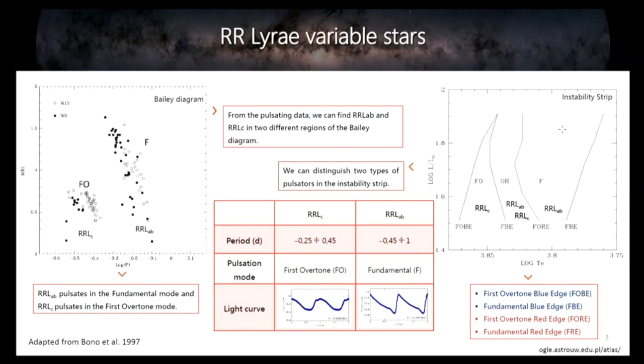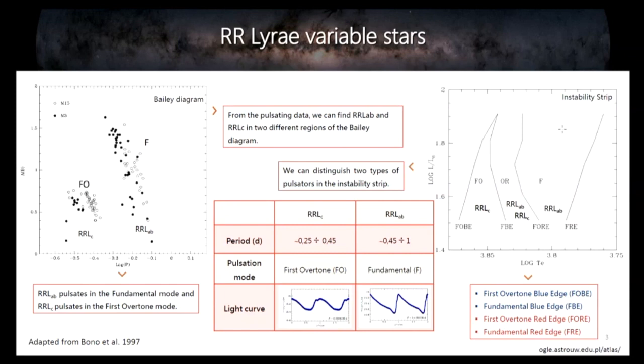The first one has a smaller period and a shorter amplitude. The RRab has a longer period and varying amplitude. Moreover, we can also distinguish them by the different pulsation mode. So RRc has a first overtone mode and RRab a fundamental mode. We can also see this difference inside the Bailey diagram. On the right side, we can see the fundamental pulsator. On the left side, the first overtone pulsator.